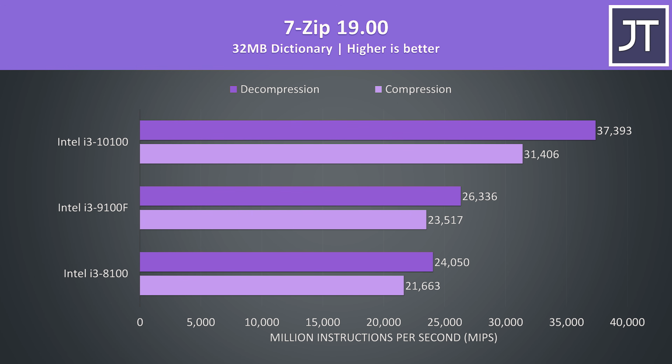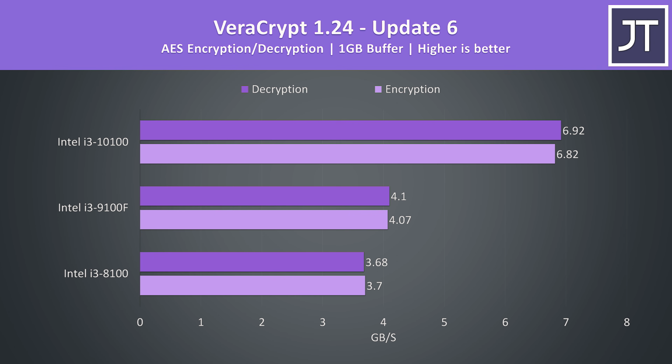7-zip was used to test compression and decompression speeds, and the extra threads with the 10100 appear to be offering a significant boost over the other options. AES encryption and decryption was tested using VeraCrypt, and this workload saw the largest improvement with the 10100 out of all applications tested, with the 10100 more than 80% faster than the 8100.